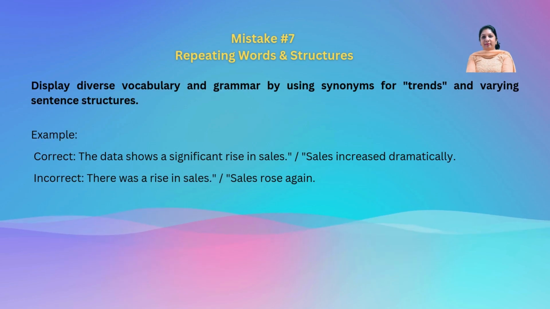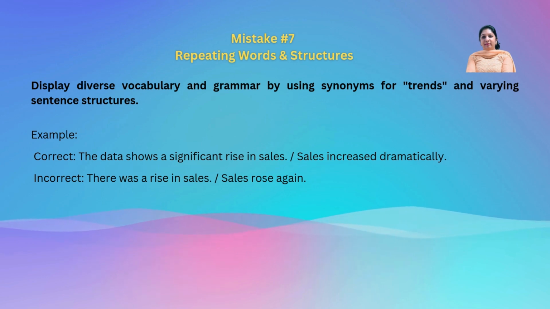Mistake number 7, repeating words and structures. Avoid repetition. Use synonyms and vary your sentence structures to show language proficiency. Example: correct, the data shows a significant rise in sales. Sales increased dramatically. Incorrect, there was a rise in sales. Sales rose again. Tip: use a variety of words and sentence structures to enhance your writing.